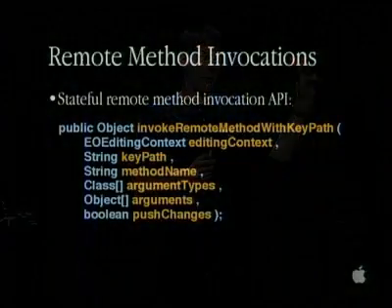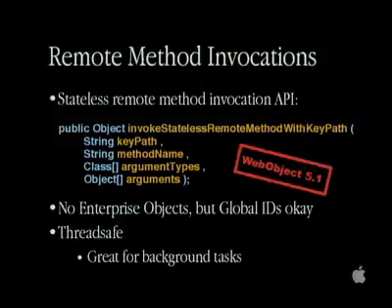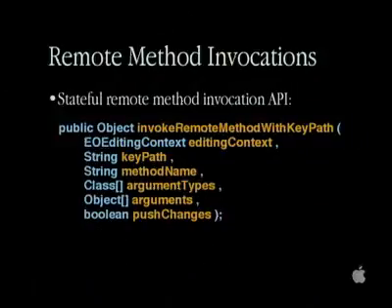There are two methods that are interesting to you. One is called invoke remote method with key path, and the other one is called invoke stateless remote method with key path. Let me go back one slide. So the arguments to the first one are an editing context, a key path that will identify the object on the server side (I'll talk about that in a second), a method name, and then the arguments.